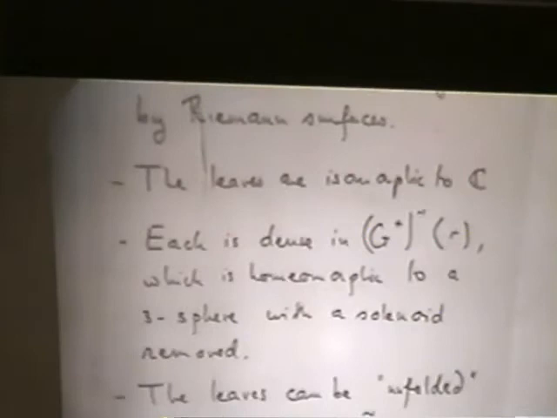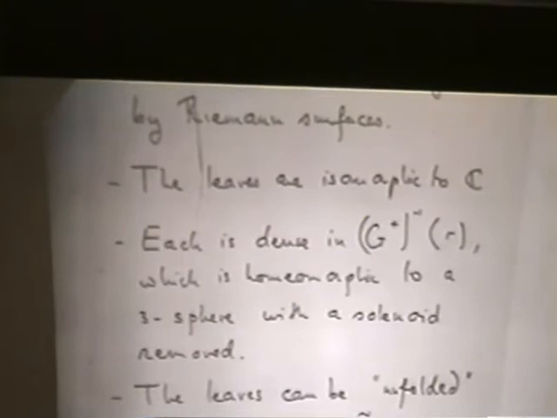So here you have, inside this three-sphere, all these leaves, which are dense, piling up next to each other. There's a way of unfolding them all at once. It's not a difficult thing to construct. And if you do unfold them all at once, you get something which certainly ought to have C as one factor, and a base as the other factor, and the base is, in fact, C minus the closed unit disk.